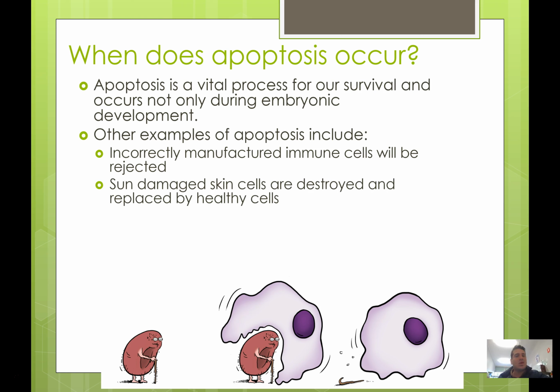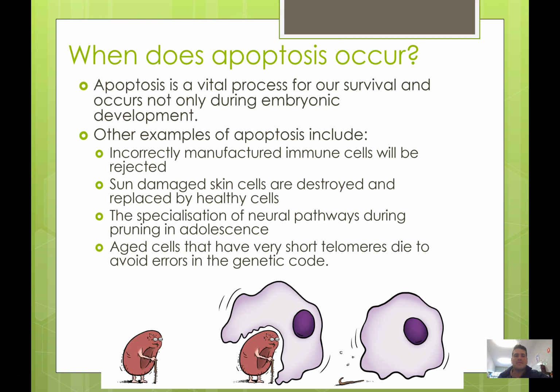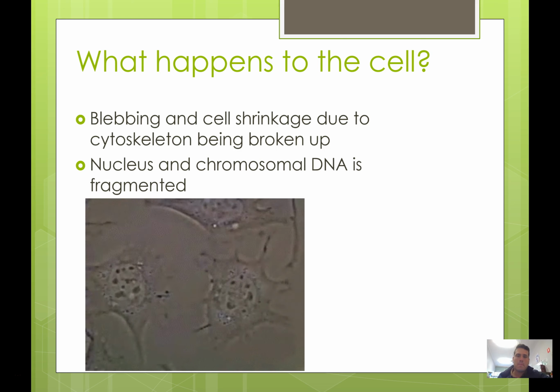Sun-damaged cells are destroyed and replaced by healthy cells. We prevent anything bad happening by doing this. Another example is specialization of neural pathways during pruning in adolescence. You might have heard of pruning, which is a process where specific neurons of our brain are selected for. How they're selected for is through the process of apoptosis. And also aged cells, so old cells, have very small telomeres, which are the ends of the chromosome. They die to avoid any errors in the genetic code.